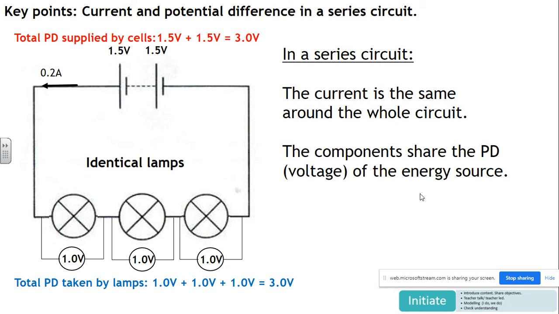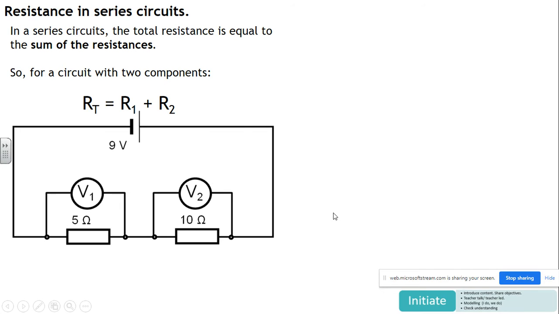Here we go. So I've redrawn that circuit in circuit symbols, and there we go. It's exactly the same thing, and this is a note that you might want to write down in your book. So in a series circuit, always, the current is the same around the whole circuit, and the components, these things here, share the potential difference, the voltage of the energy source. Okay, pause that, write those notes down. I'm moving on now.